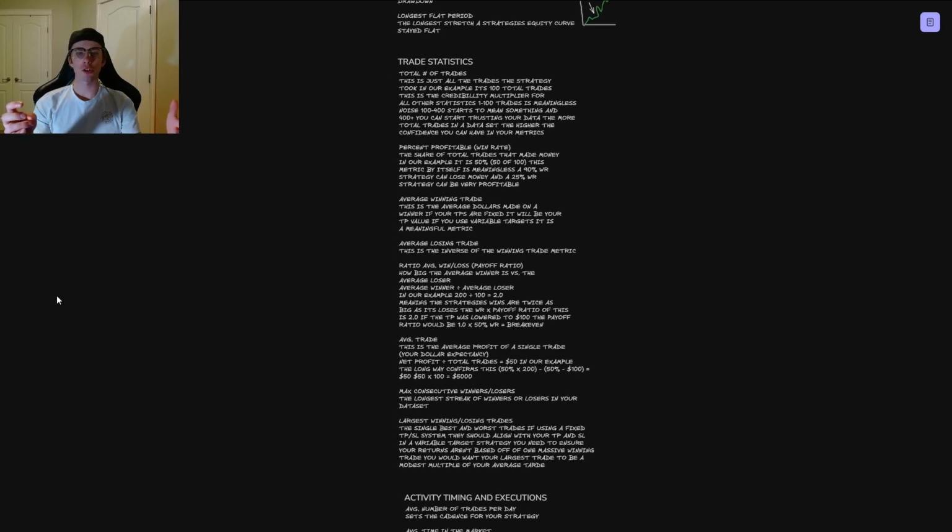So your total number of trades, this is just all the trades that the strategy took. So in our example, it's 100 total trades. This is our credibility multiplier for all of our other statistics. Between 1 and 100 trades, it's basically meaningless. There's so much room for randomness in there. And then between 100 and 400, that's when it starts to mean something. You can start to trust the data. And then above about 400 and onwards, you can really start to trust the data and believe what it's telling you. And then as you go up from 400, you can trust it more and more and more.